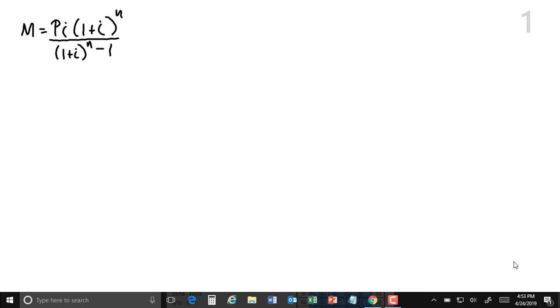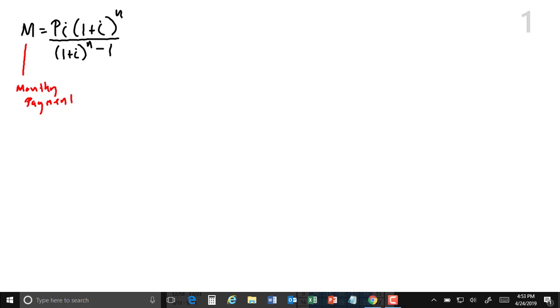Okay, so what I wanted to do is derive the equation that you use to calculate your monthly payment of a mortgage or any loan that's compounded over a certain amount of intervals. In this case, we have the monthly period here, M, so that's going to be equal to our monthly payment.